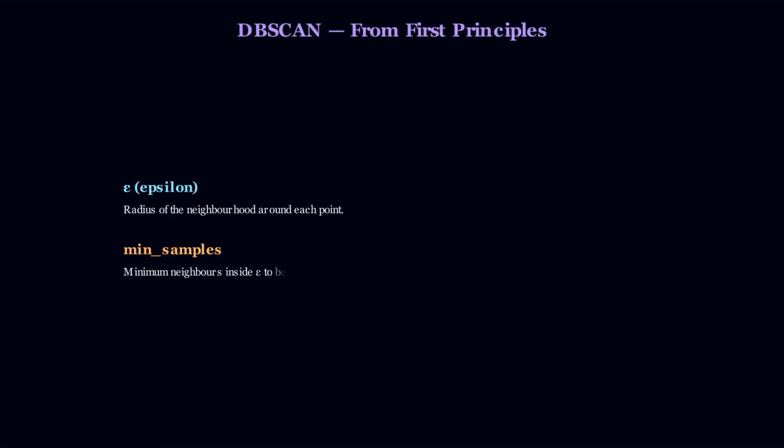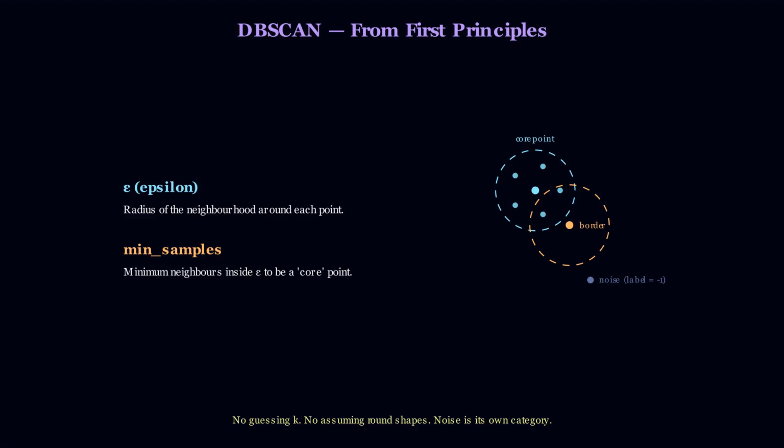DBSCAN stands for density-based spatial clustering of applications with noise. 2 parameters. Epsilon, the radius of the neighborhood. Min samples, how many neighbors a point needs to count as core. Core points have enough neighbors inside their epsilon ball. Border points are reachable from a core point, but sparse themselves. Noise points are neither. DBSCAN labels them -1. No guessing K. No assuming round shapes. Noise is its own category.